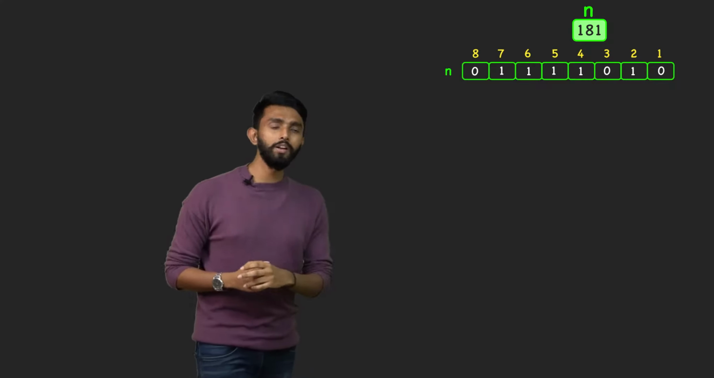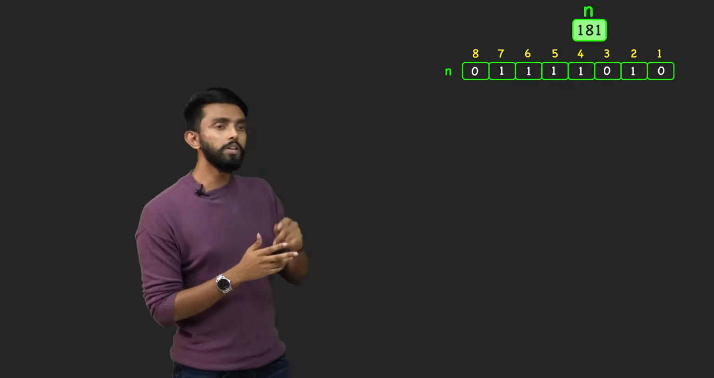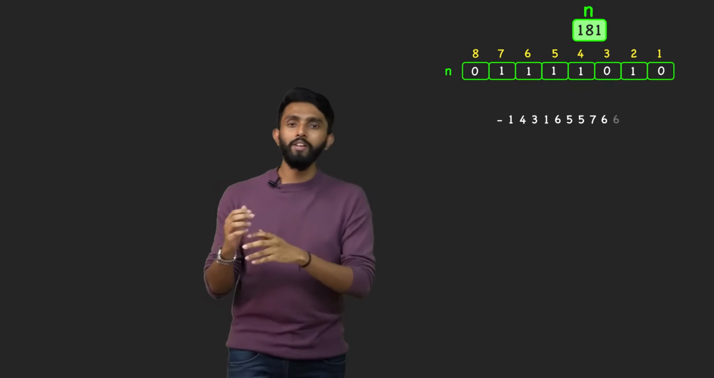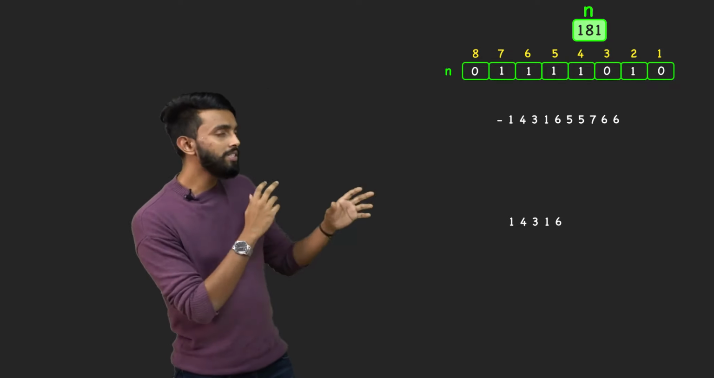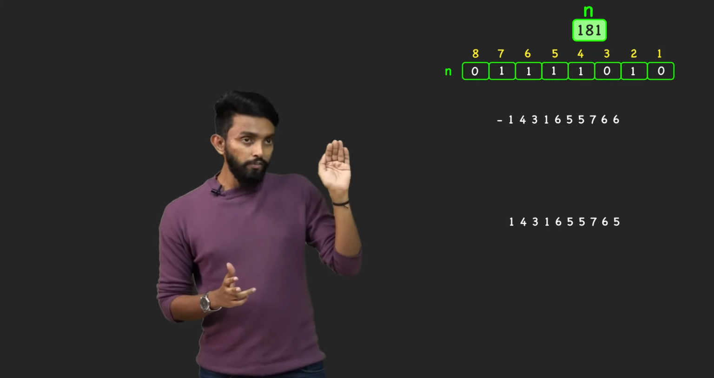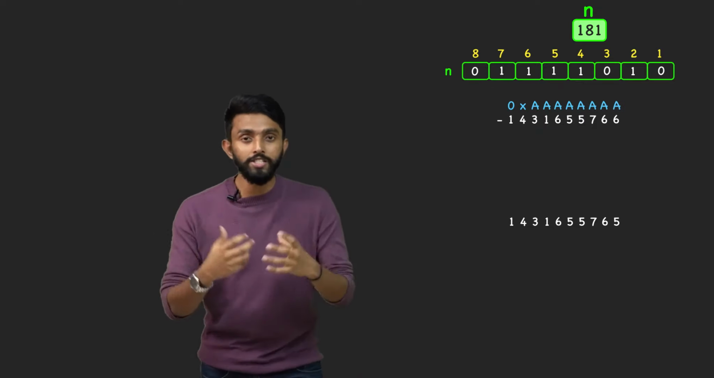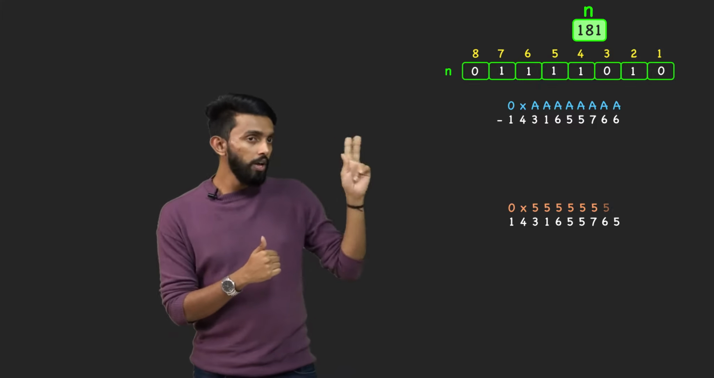Now what I want you to understand is that two numbers become very important for you to do this. The first number is this one, minus 1431655766. The other number is 1431655765. Now, if you look at it, this is the hexadecimal equivalent of that number. So it's easy to remember. It's 0x followed by A's. This is the hexadecimal equivalent of this number, which is 0x followed by 5's. So it becomes easy for you to remember.